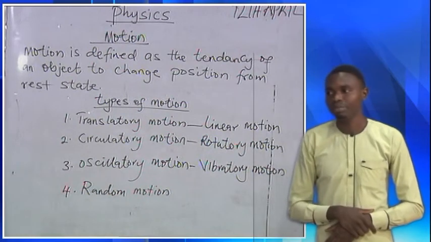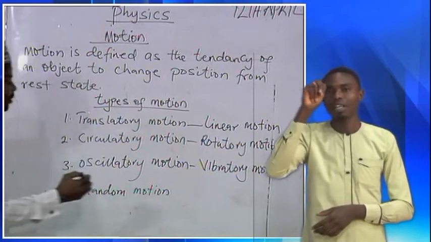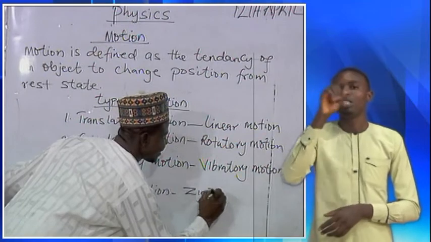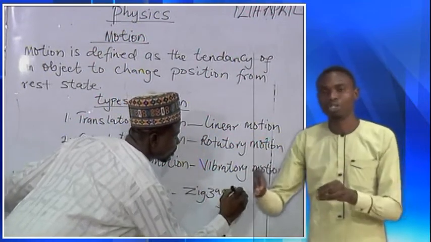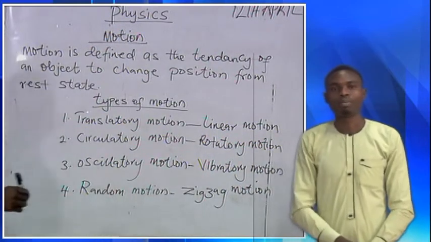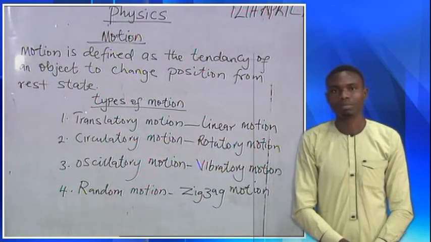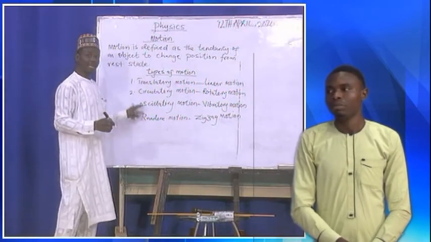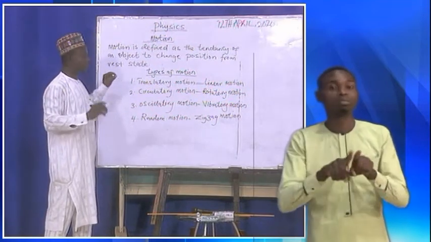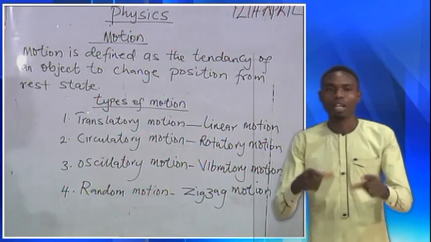Right. So random motion is otherwise called zigzag motion. Zigzag what? Motion. Are we learning? Right. So these types of motion are different, distinct from one another. You see, let me start with translatory motion or linear motion.